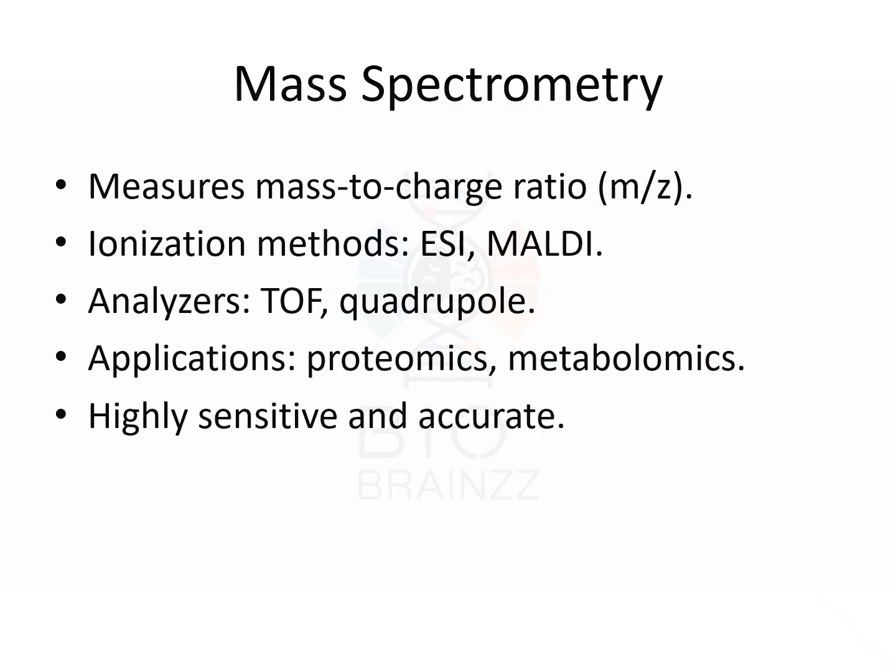Mass spectrometry is a powerful technique used to measure mass to charge ratio, which is written as m/z. In this method, molecules are first ionized and then separated based on their mass and charge. Different ionization methods like ESI and MALDI are used, and analyzers like TOF help in detection. This technique is highly sensitive and is widely used in proteomics and metabolomics to identify and analyze biomolecules.